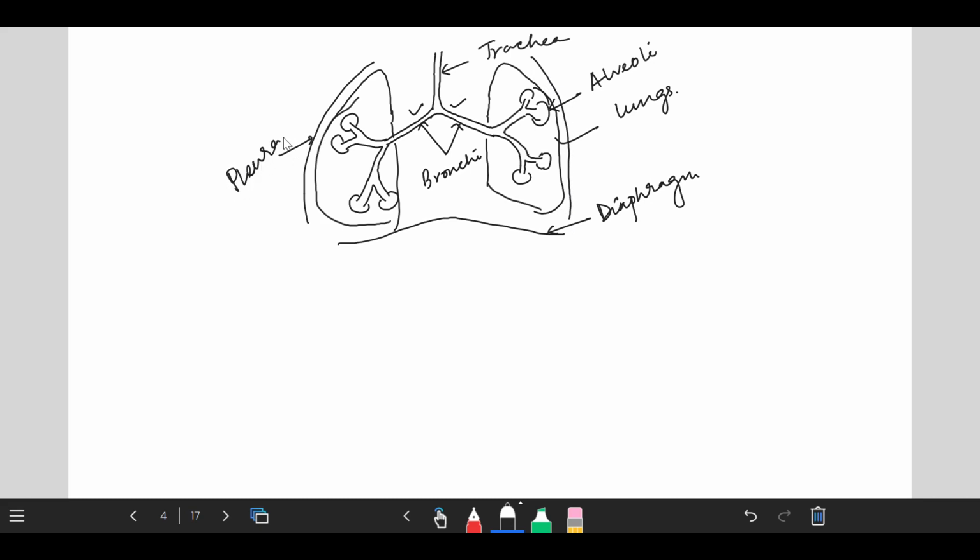Now we will see when air is breathed in. That is the inspiration process. Diaphragm goes downward, the thoracic cavity length increases, so obviously oxygen can be breathed in. During the expiration process, this diaphragm goes upward. As a result, the thoracic cavity decreases. That's why CO2 can be breathed out. So this is the mechanism of respiration.